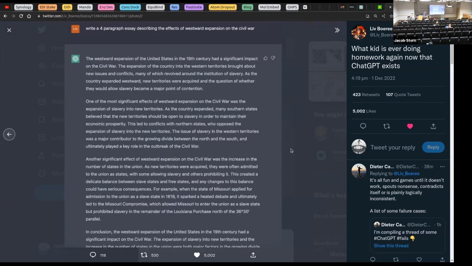And if you know about the Missouri Compromise and all that kind of stuff, this stuff is factually accurate. Yeah, here we go. For example, when the state of Missouri applied for admission to the Union as a slave state, it sparked a heated debate and ultimately led to the Missouri Compromise. So yeah, you can see ways that this could be abused, but also ways that this could be a very useful tool.